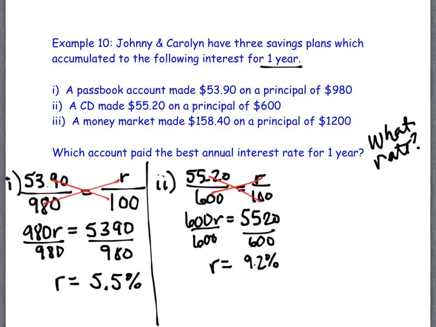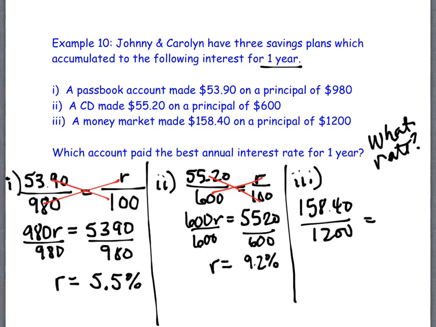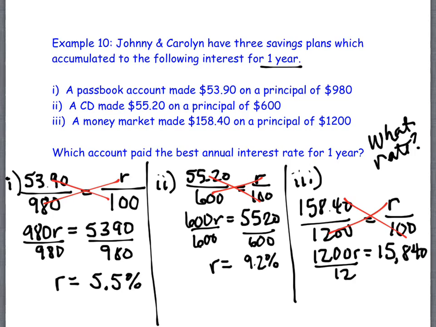All right, last one. We have a money market, which is again also kind of like a savings account. We have $158.40 that we're making on a principal of $1,200. So we'll set it up the same way. $158.40 over 1,200 equals R over 100. And we'll cross multiply. So 1200R equals 15,840. What's the interest rate? 13.2.